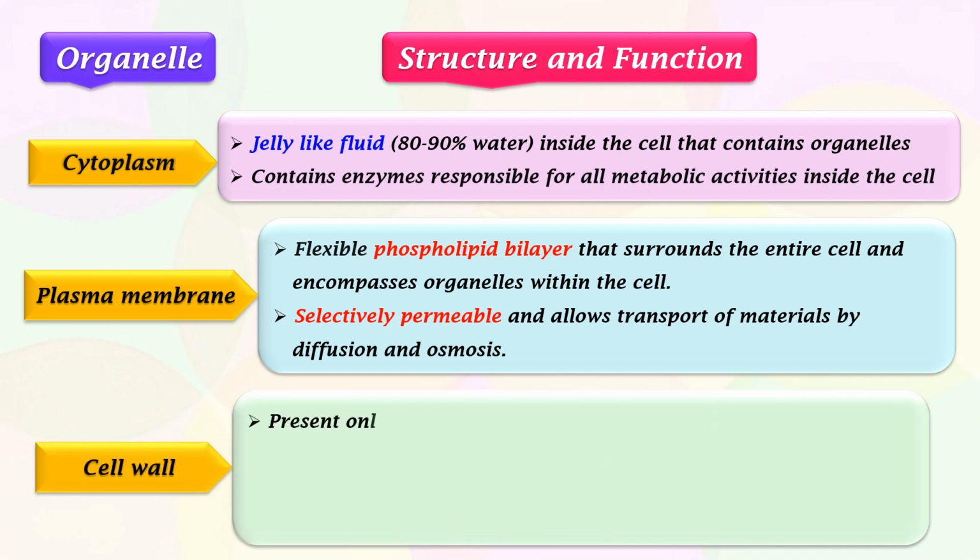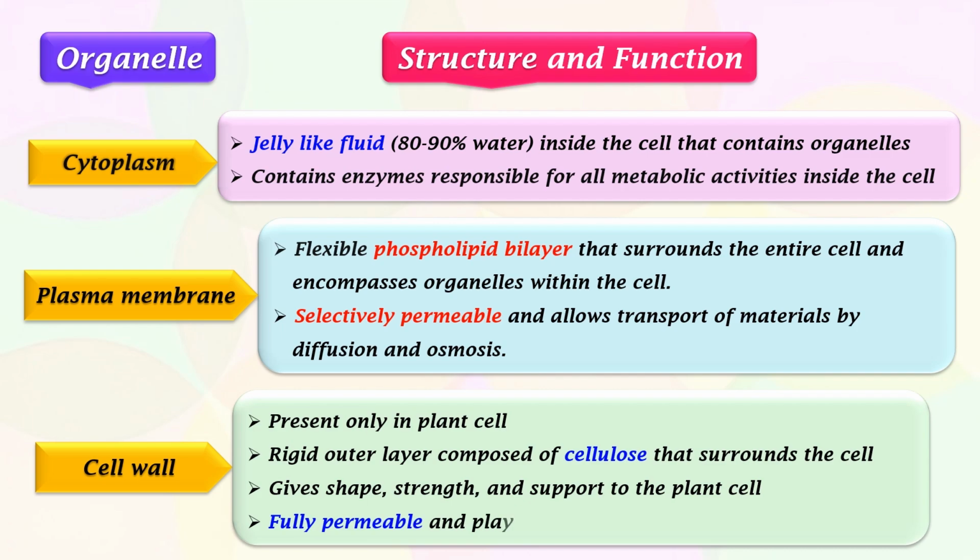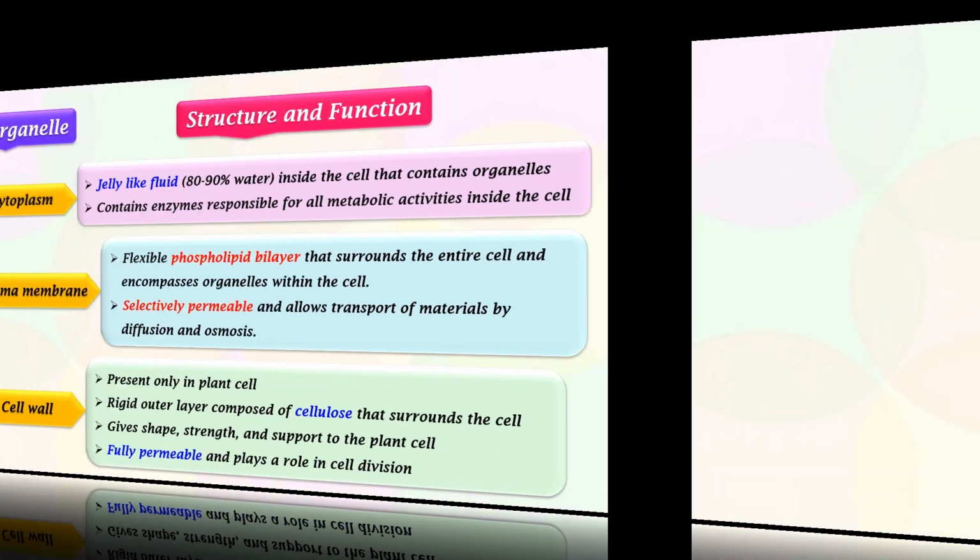Cell wall. It is present only in plant cell. The outer cell wall is hard and rigid, and is made up of cellulose. Provides shape, strength, and support to the plant cell. It is fully permeable and plays a vital role in cell division.